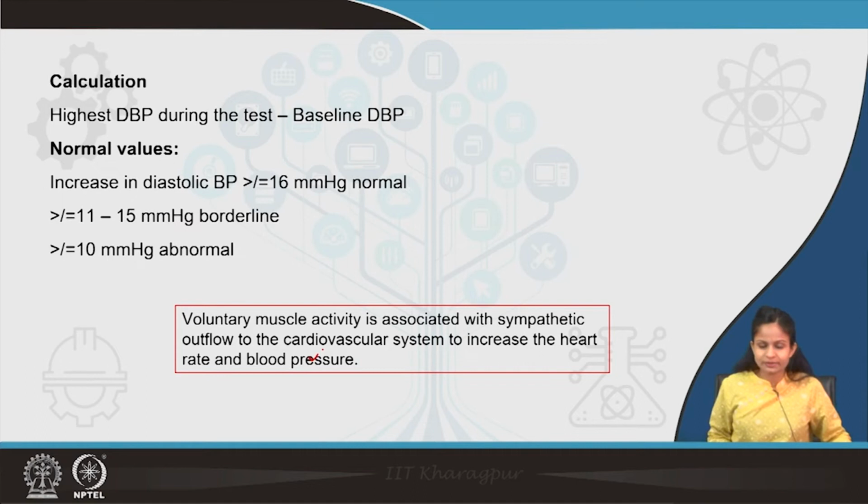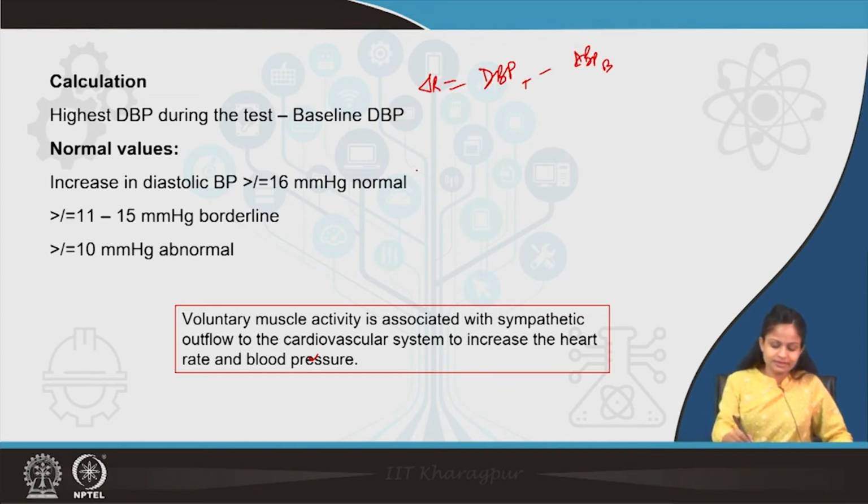So, the calculation we do is to check for the reactivity, the stress reactivity or the cardiac autonomic reactivity. So, we check for the delta, that means the autonomic reactivity, that is the highest diastolic blood pressure during the test minus the baseline diastolic blood pressure. Normally there is an increase in the diastolic blood pressure, and this is more than or equal to 16 millimeter of mercury.